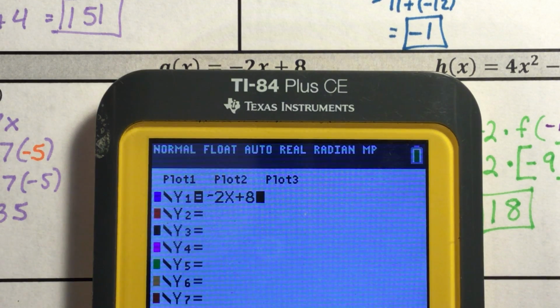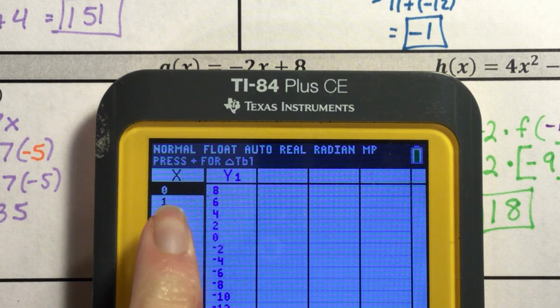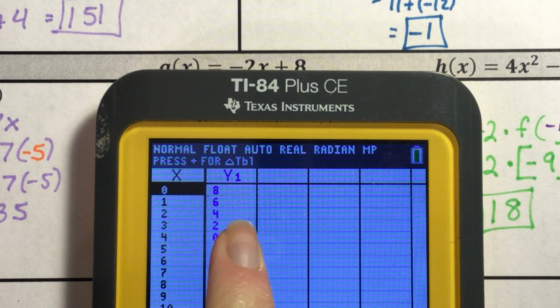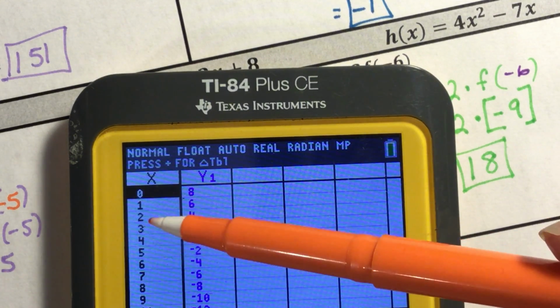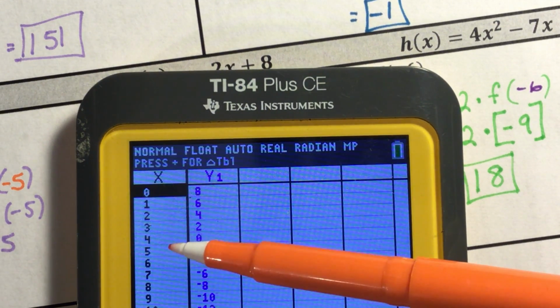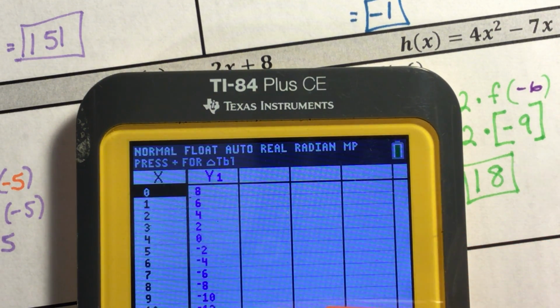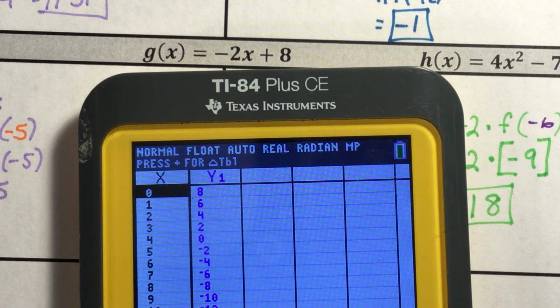Okay, the next thing you're going to do is hit second table. And of course, it gives you the table for if you plug in this x value, you get this as your answer. So if the number inside the parentheses is one of these numbers, you evaluate that function and you get these numbers on the right-hand side. So it saves you from doing all of that work by hand.